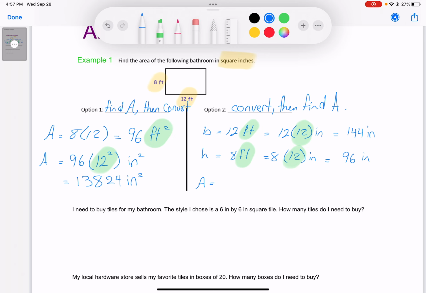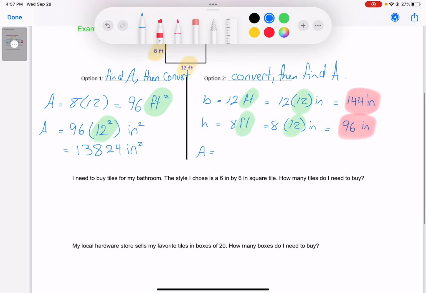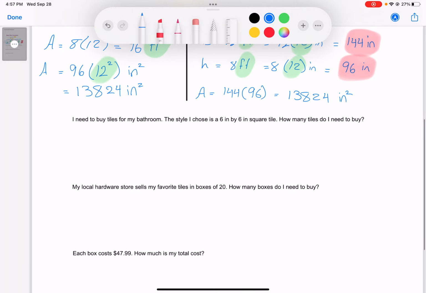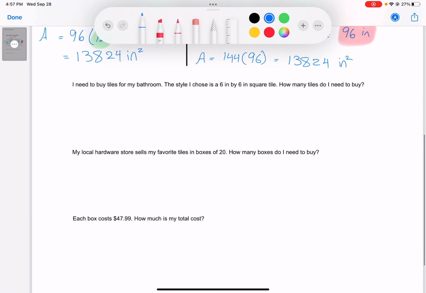Now that my units have been converted to inches, I can find the area in square inches by simply multiplying 144 times 96, which will give me the same answer I got before, 13,824 square inches. All right, let's do a couple of examples before I let you attempt these problems on your own.